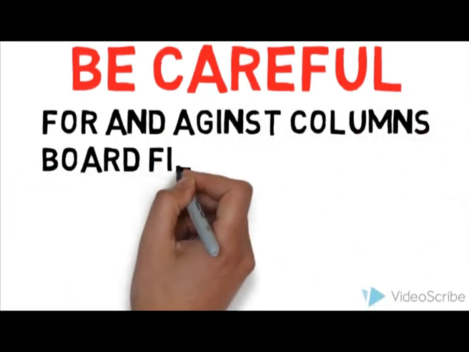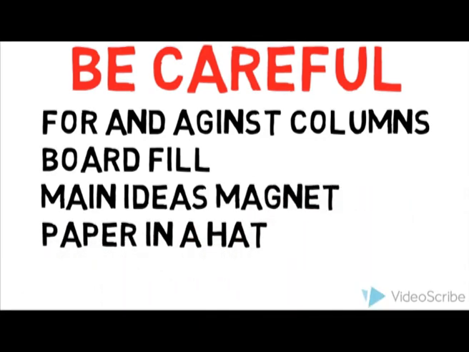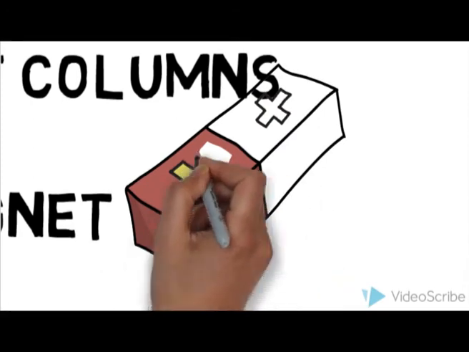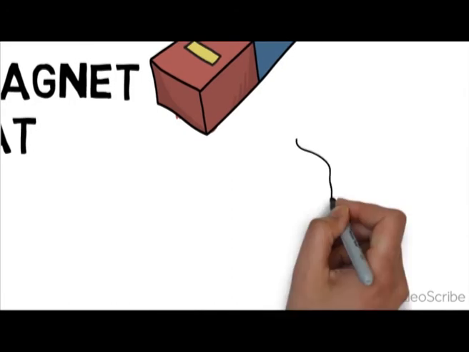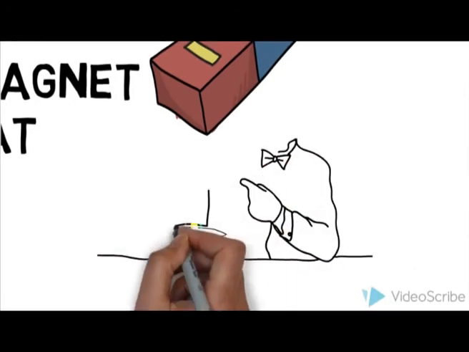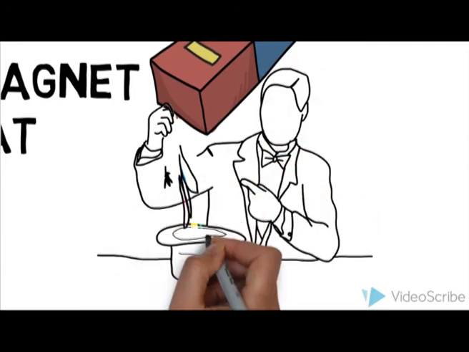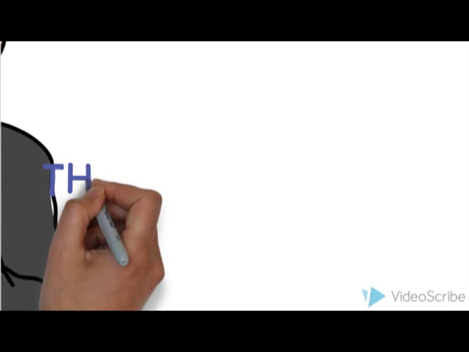For example: engaged columns, board field, main ideas magnet, paper in a hat. So, things can change in the drafting and editing process. Maybe they reorder or attach themselves to different headings. So, be aware of that.